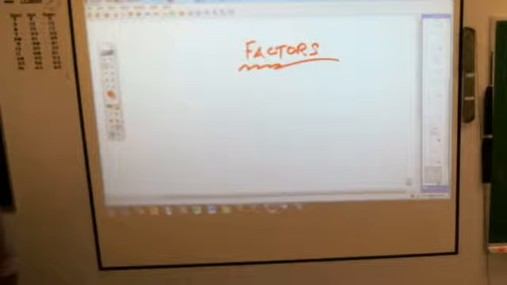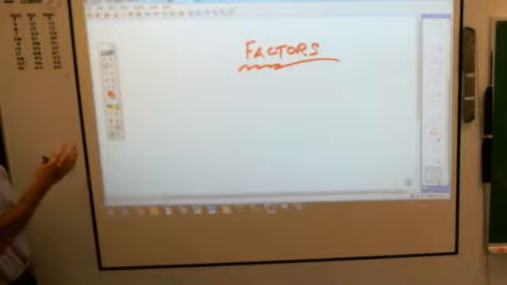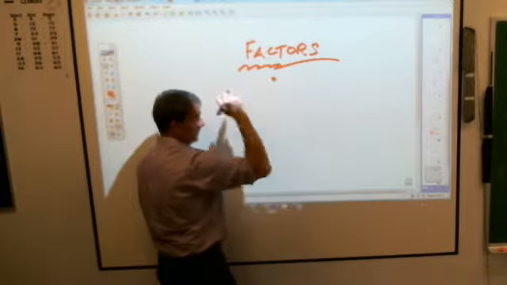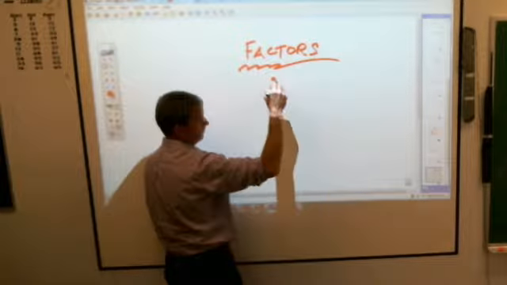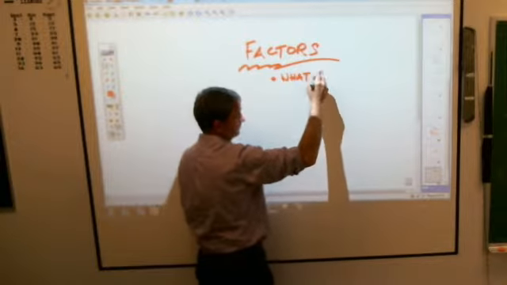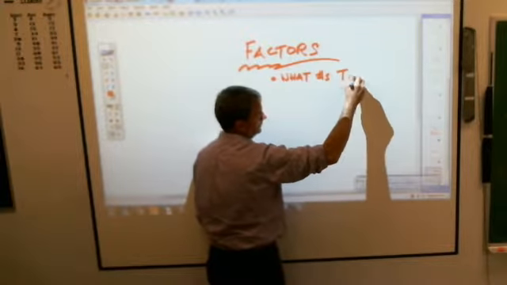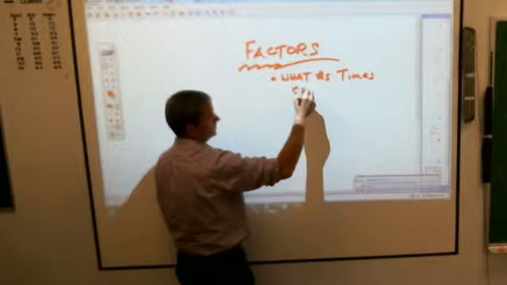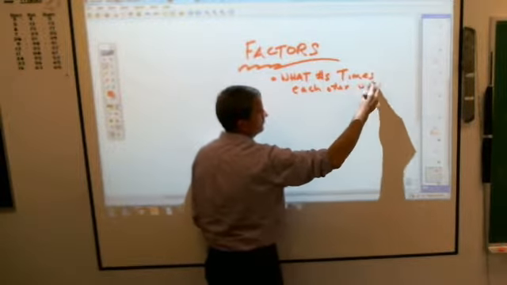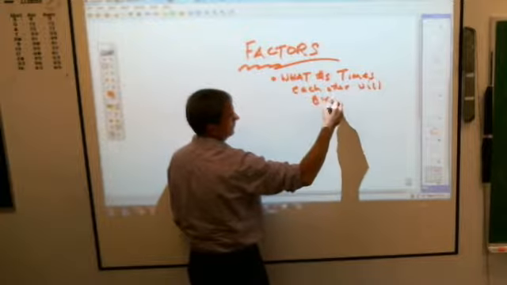If you're looking at the specific definition of factors, first of all, the word factor means two things you multiply together to get a number. But when we're talking about factoring, you're basically asking yourself what numbers times each other will give you the number.